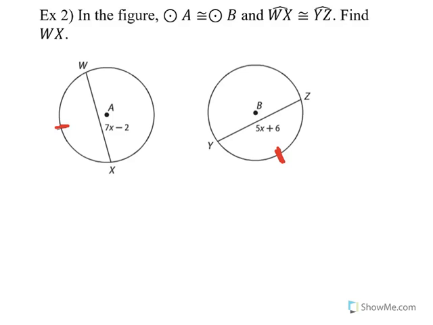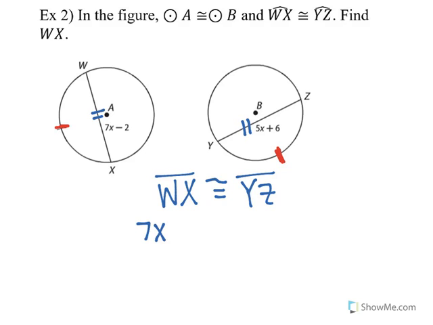If the two arcs are congruent and the circles are congruent, we want to then find the chord. Well, we know that if the two arcs are congruent, the chords are therefore congruent. So we know that chord WX is congruent to chord YZ or ZY. So what can we do? We can then set them equal. 7x minus 2 is equal to 5x plus 6.